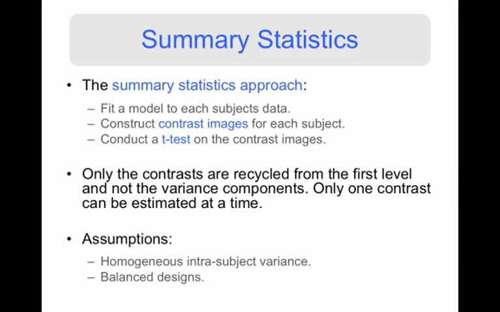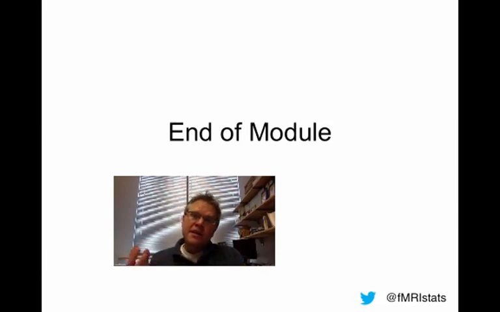Okay, so that's the end of this module. Here we've talked about multi-level modeling, we talked about that simple two-level model, and we talked about how to estimate the parameters. We also talked about the summary statistics approach, which is the dominant way of analyzing these two-level models. In the next module we'll talk a little bit about multiple comparisons.